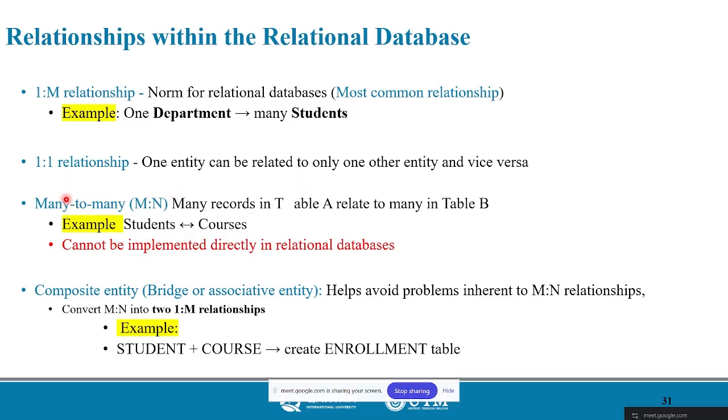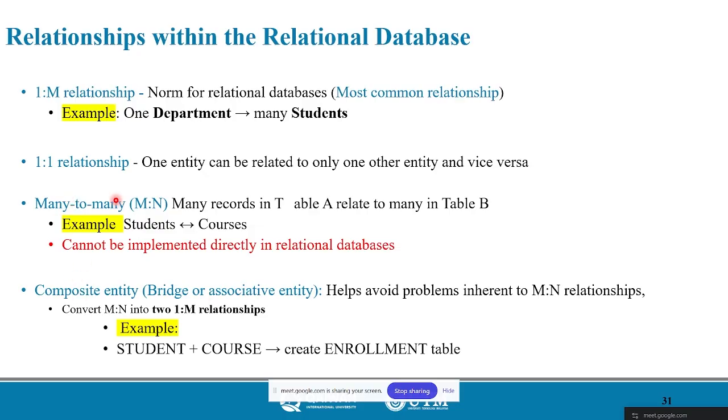One-to-one relationship, this one is not very common actually. We are using it only in some special cases, and it would be one entity can relate to one entity and vice versa. We have many to many. It means that many students can take many courses and of course cannot be implemented directly in relational databases. We have some tricks to do it, however, not directly.